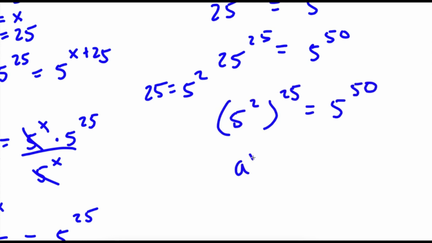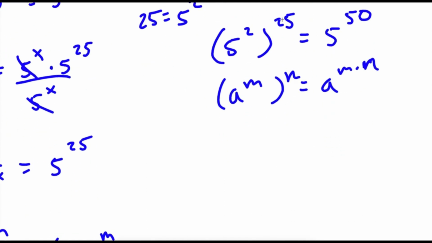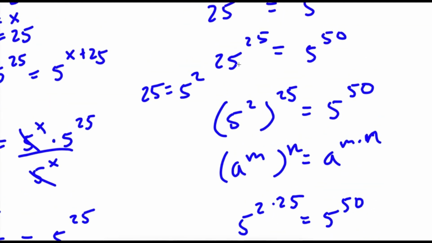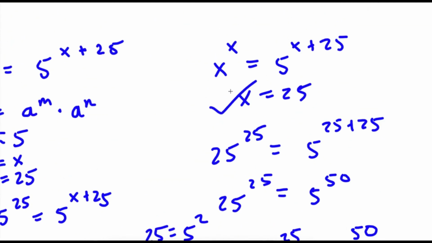Now if I have something in the form a to the power of m to the power of n, this is equal to a to the power of m times n. So 5 to the power of 2 to the power of 25, that would equal 5 to the power of 2 times 25. So equal to 5 to the power of 50. 2 times 25 is 50, so I have 5 to the power of 50 is equal to 5 to the power of 50. And because this is right, our solution is right.